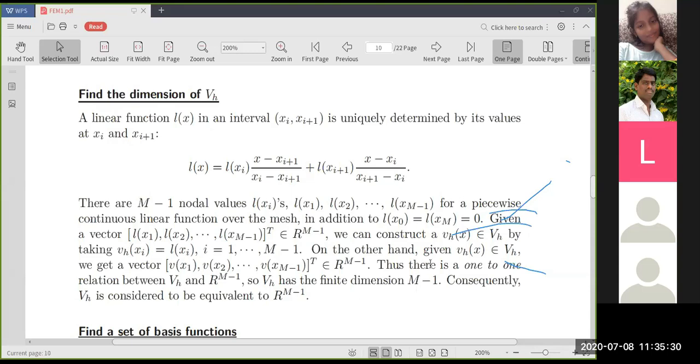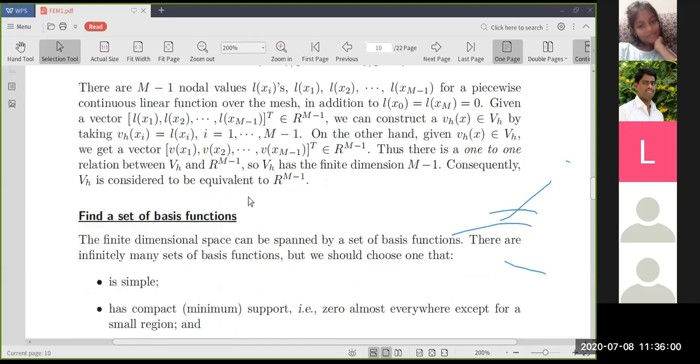On the other hand, given VH, we can get a vector belonging to Rm minus 1 by taking VH at x1, x2, etc., xm minus 1. So there will be a one-to-one correspondence between VH and Rm minus 1. So this VH has finite dimension m minus 1. The dimension of the finite dimensional space is m minus 1.